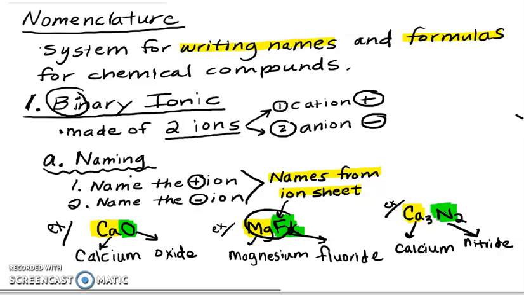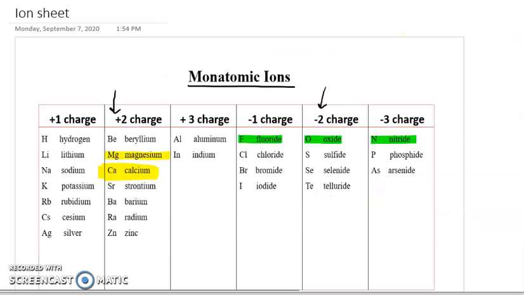So we learned that nomenclature was a system for writing names and formulas for compounds. We learned the other day that binary ionic is made of two ions. That's where the prefix bi comes from, just like bicycle. And the two ions are cations, which are positive, and anions, which are negative. We learned how to write names for those formulas. We learned that we look on this thing called the ion sheet to write the names, and we simply look up the names on the ion sheet and write the names exactly as they appear here.